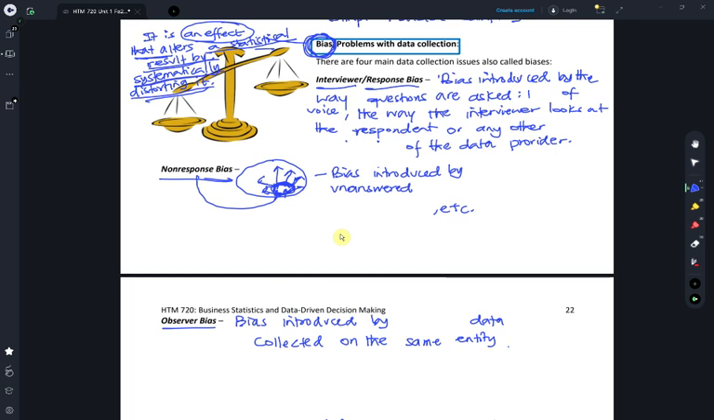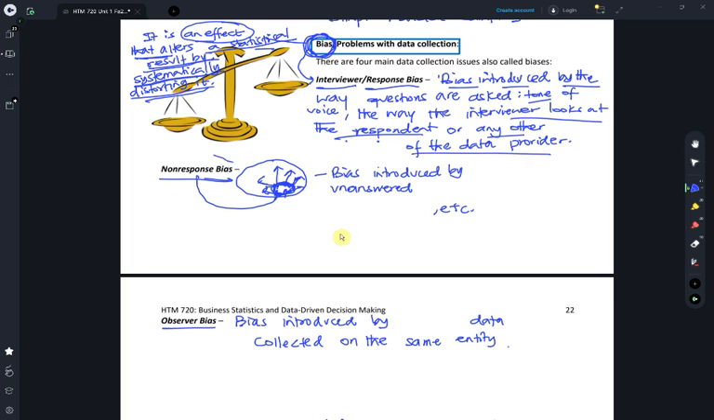Where can bias come from? Or how can bias be introduced into the results of a statistical finding? One way could be during the data collection, which is classified as interviewer or response bias. So you see, this is bias introduced by the way the questions are asked. That could be by the tone of voice of the interviewer. It could be the way the interviewer looks at the respondent or any other data provider.